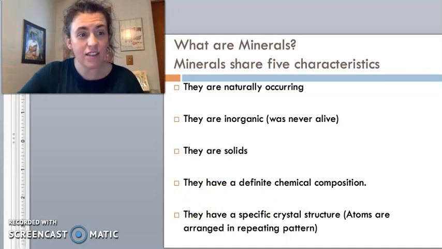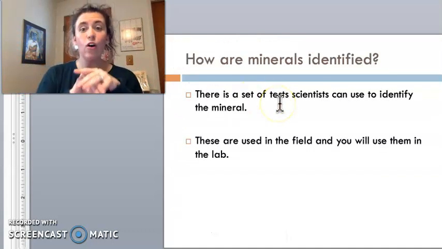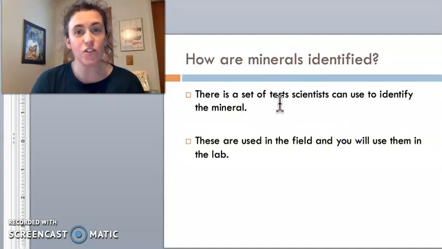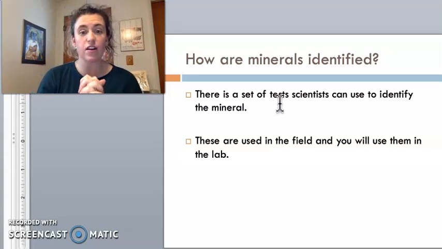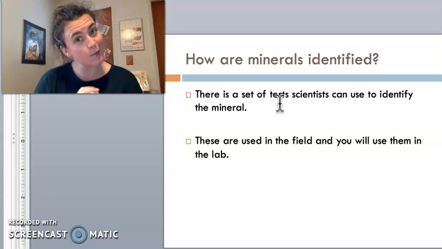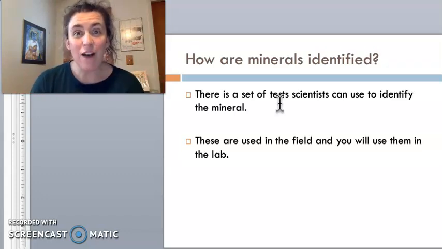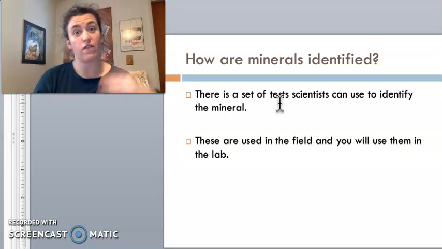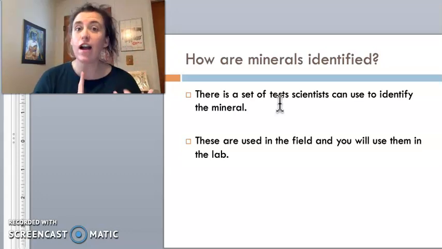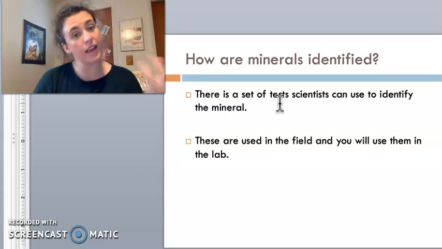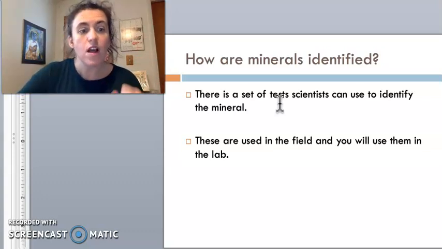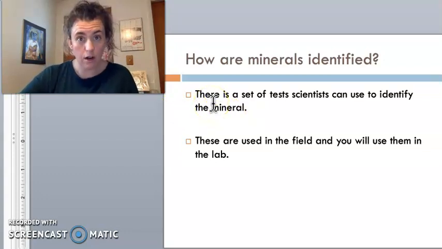Okay, now let's talk about how do we identify them. So there's a series of tests that scientists use to identify minerals, and these are used in the field, and then we were going to use them in the lab, but since we aren't doing the lab, we'll have a virtual lab, but we're still going to use the same tests that scientists would do if they're out working for a university or if they're out in nature actually trying to grab them and say like, hey, this is a cool mineral, which one is it? Same test. We're going to do the same thing. So let's talk about what those tests are.